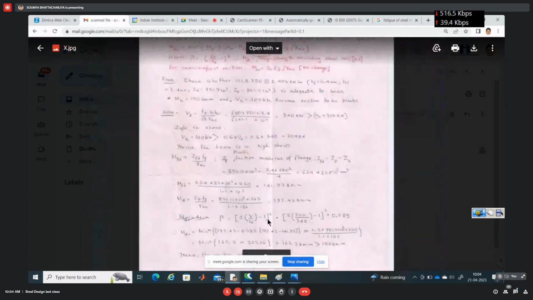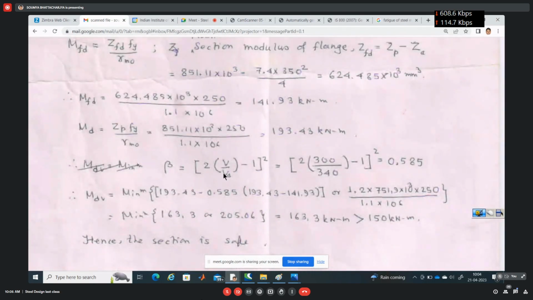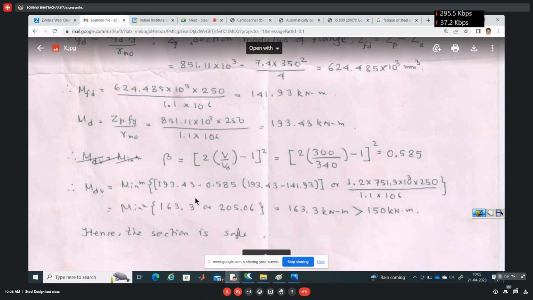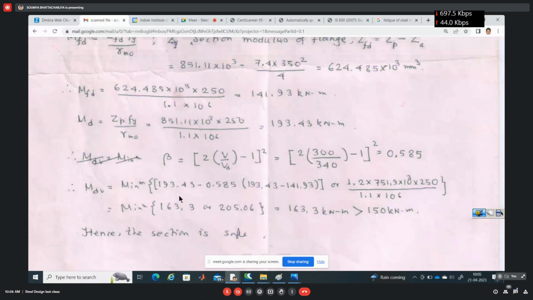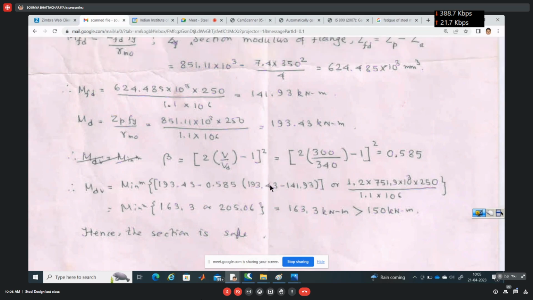It's quite simple. Then the value of beta, the reduction factor, is (2V by Vd minus 1) squared, where V is the factored shear force and Vd is the shear capacity, that is 0.585. So Md_V, using that equation, is the gross moment capacity minus the reduction factor times the gross moment capacity minus the flange moment capacity. So this is basically the moment capacity of the web.